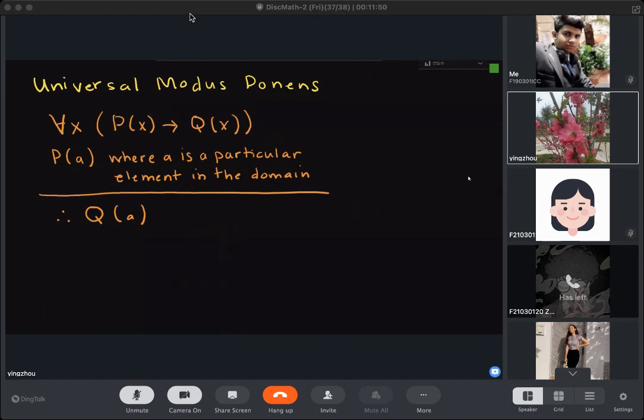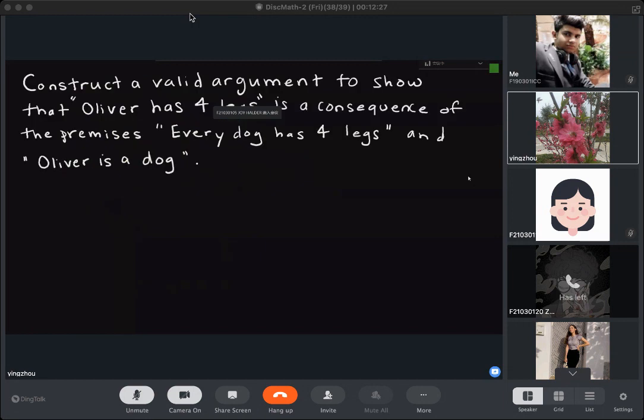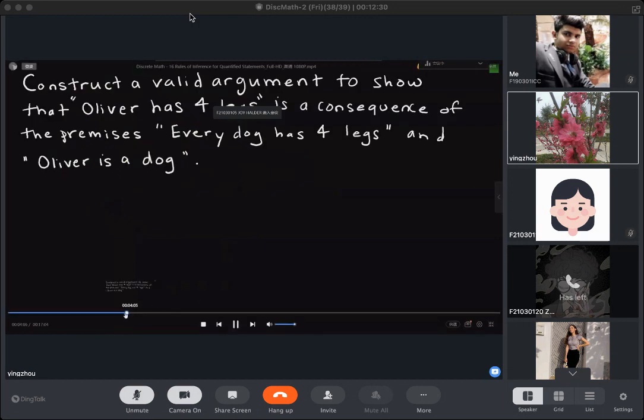And of course, our very, very favorite, one that we use so very often, modus ponens. This is universal modus ponens. So for all x, if we know that P(x) implies Q(x), and we know that P(a) is true, therefore we know Q(a) is true. So again, we've got that if-then statement, and whenever we have that if-then statement, when we can show that the first part is true, then we can show that the second part is true.